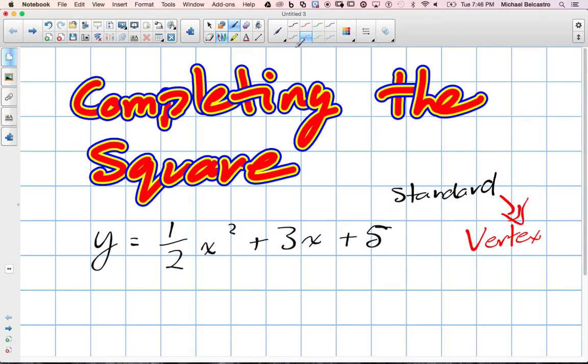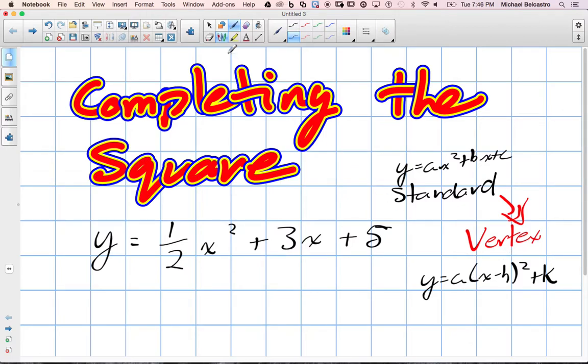The standard form is usually written as y equals ax squared plus bx plus c, and that's what we have here. And the vertex form is y equals a(x minus h) squared plus k. You can write it in both forms. It's the same equation, but we have different values for b, c, h, and k. They're all going to be different numbers.